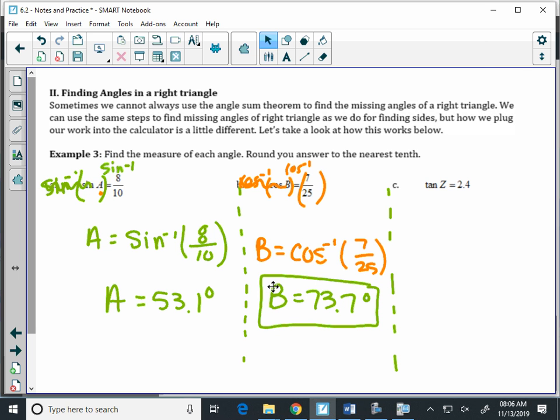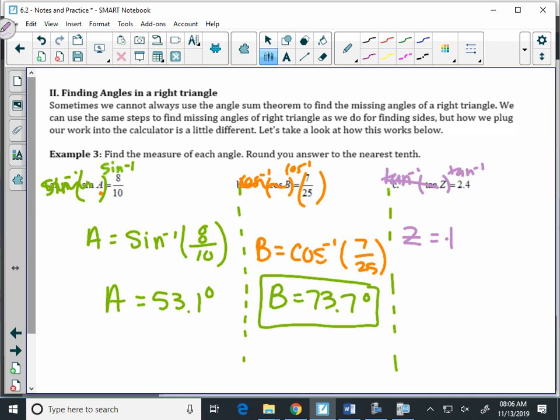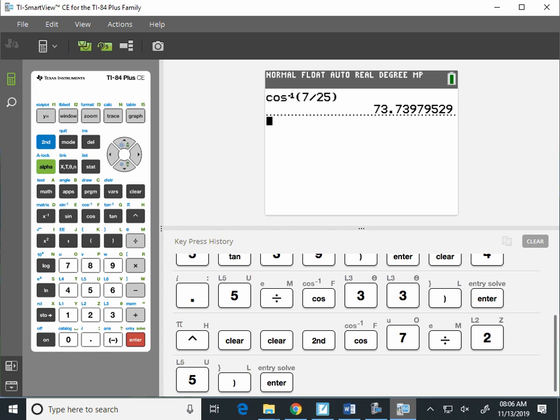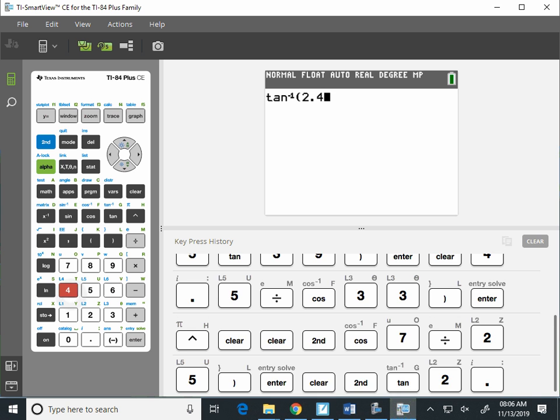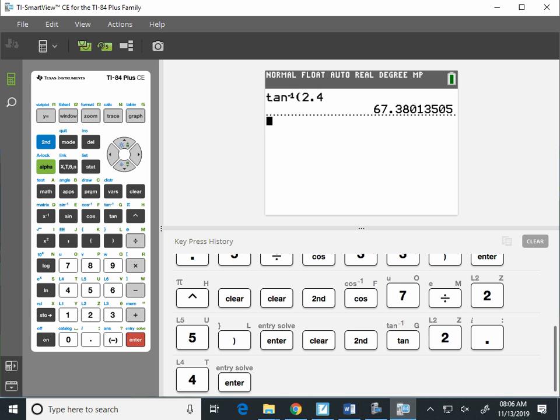And the same thing. What are we going to do on both sides to find the measure of Z? Take the inverse of tangent on both sides. That cancels out. So we have the inverse of tangent of 2.4. So in your graphing calculator, you just hit second tangent and then type in that decimal, 2.4. And that is about 67.4 degrees.